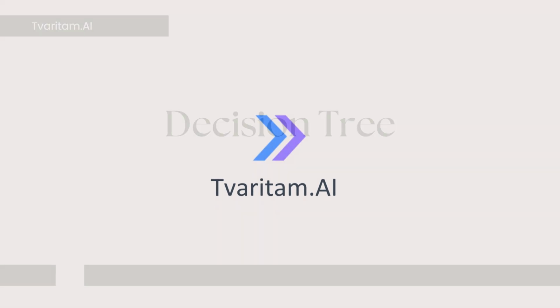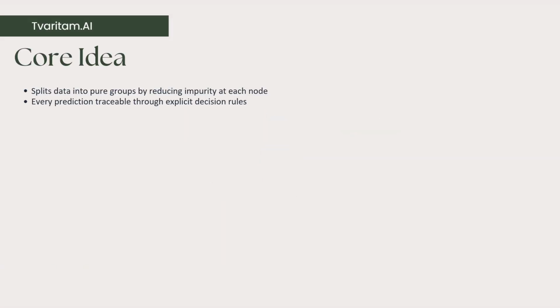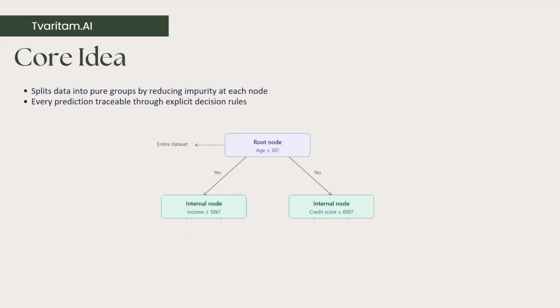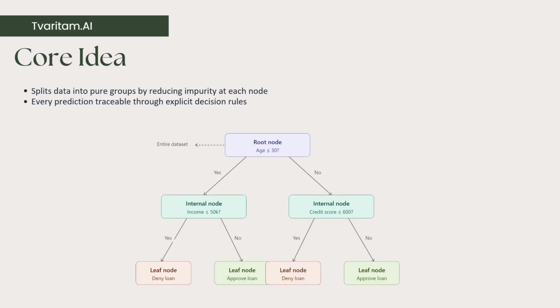In this video, we will understand decision trees. A decision tree is a flowchart-like model that learns a series of yes or no questions about your features and maps them to an output. It starts at a root node, splits the data into internal nodes based on feature values, and finally reaches leaf nodes that produce the prediction.